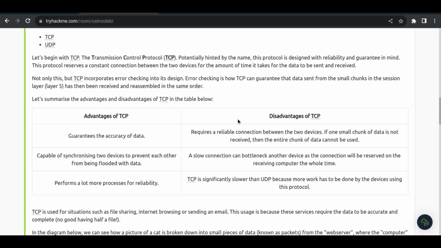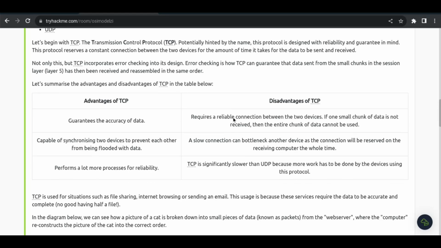Now, moving on to disadvantages of TCP. Requires a reliable connection between the two devices. If one small chunk of data is not received, then the entire chunk of data cannot be used. A slow connection can be bottlenecked. Another disadvantage is that the connection will be reserved on the receiving computer the whole time. TCP is slightly slower than UDP because more work has to be done by the devices using this protocol.